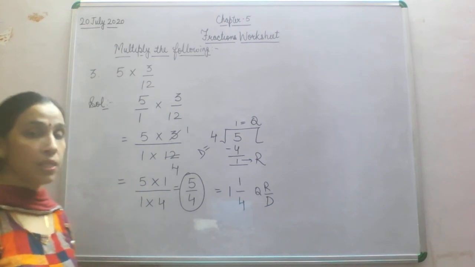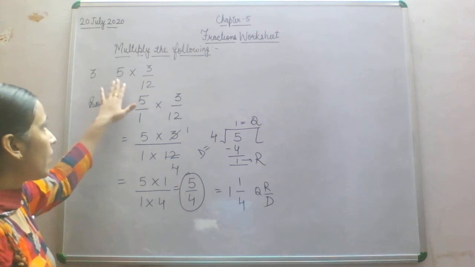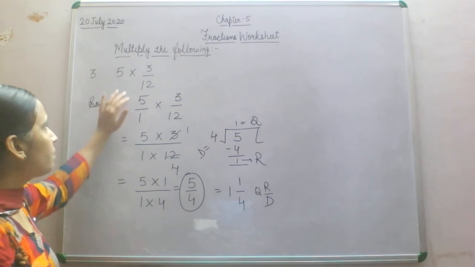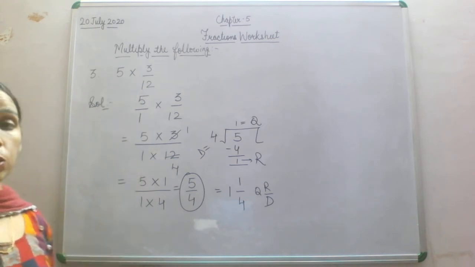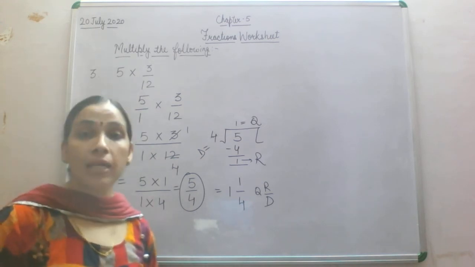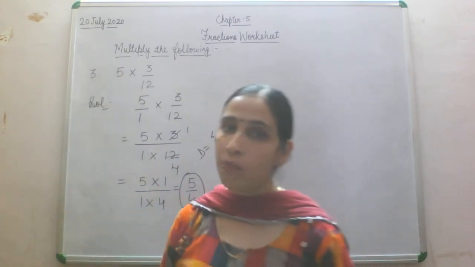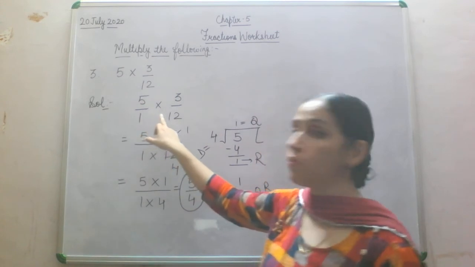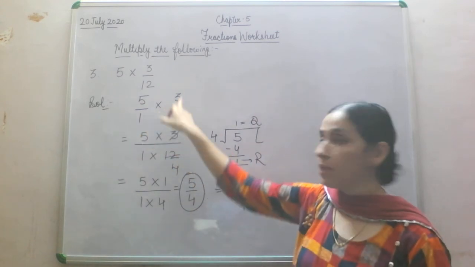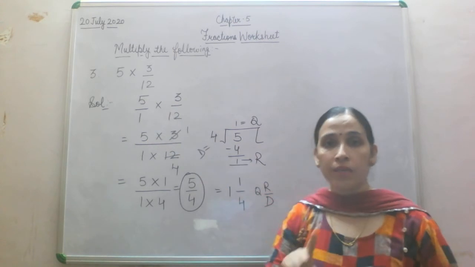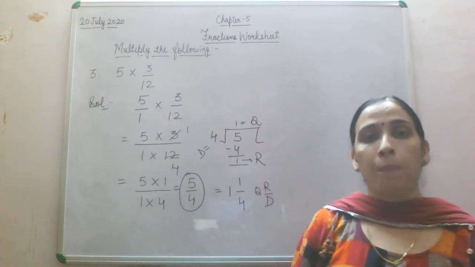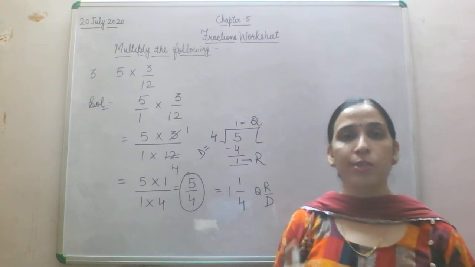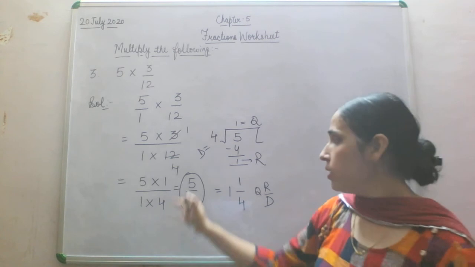What was that question? Question number 3. 5 multiply 3 by 12. Now what we have to do in this question, the first step is to write 1 in its denominator. In the whole number's denominator we will write 1. After that what we will do? We will multiply by the proper fraction. Now what is the first step? You are going to multiply numerator by numerator and then denominator by denominator, and then we will get the answer.